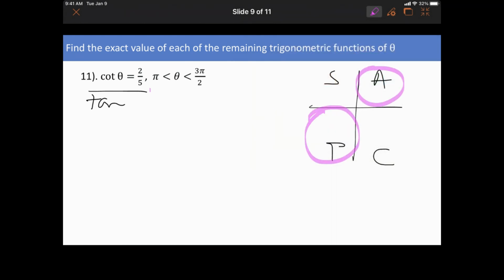And then this will tell you the more information. It says theta is between, less than, pi, which is here, and 3π/2. It's going to be in the third quadrant. So I'm going to draw that.